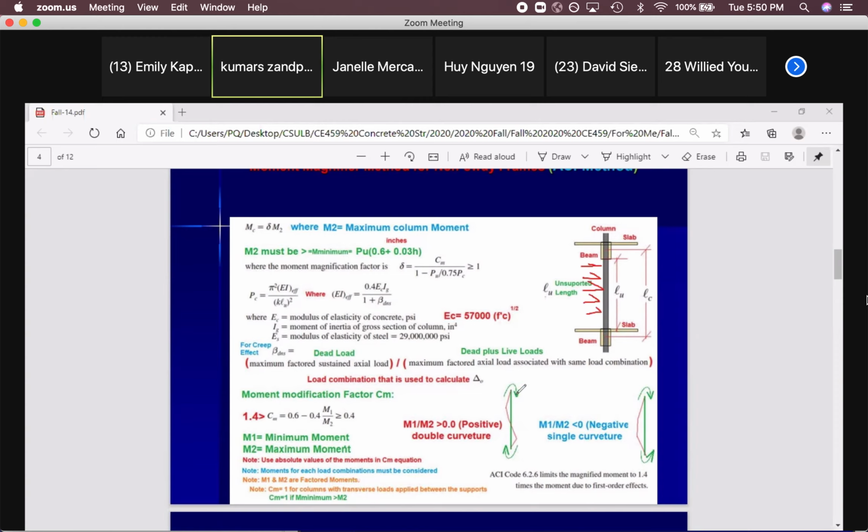You shouldn't assume anything. No assumptions. You have to obtain those from moment analysis, from software, or do that by hand. Go with the slope deflection method, whatever you know. Find those and see the direction, then make a decision whether you have to go with positive or negative based on the direction that you got.